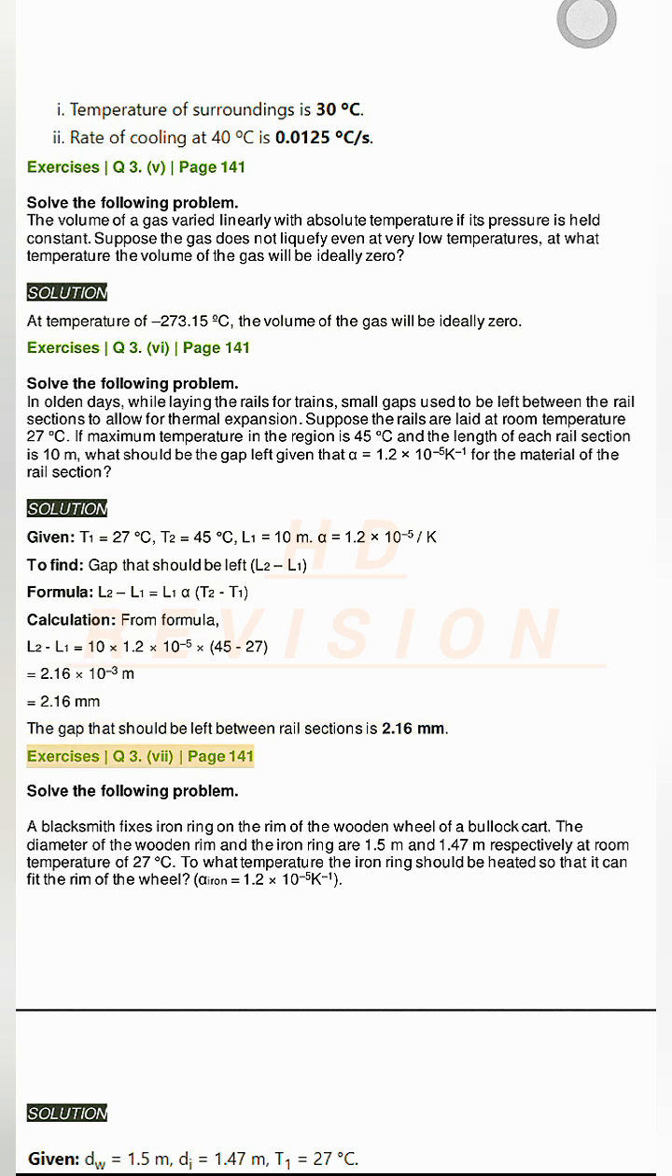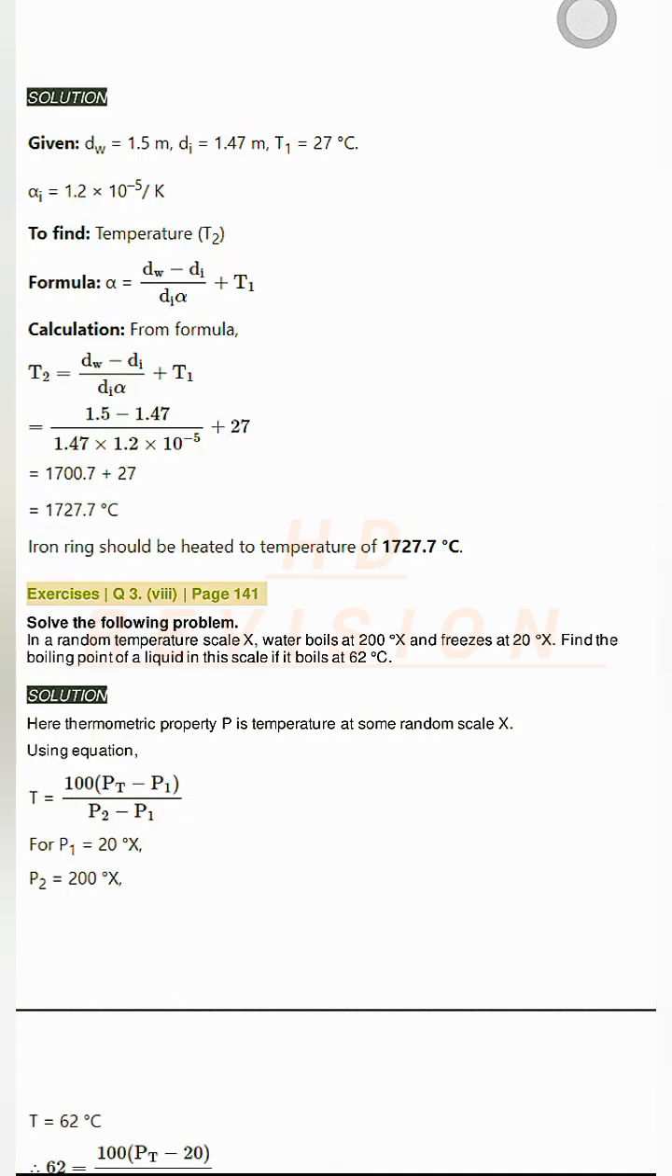Exercises Q3. B page 141. Solve the following problem. A blacksmith fixes an iron ring on the rim of the wooden wheel of a bullock cart. The diameters of the wooden rim and the iron ring are 1.5 meters and 1.47 meters respectively at room temperature of 27 degrees Celsius. To what temperature should the iron ring be heated so that it can fit the rim of the wheel? Alpha iron equals 1.2 times 10 to the power minus 5 K minus 1. Solution.